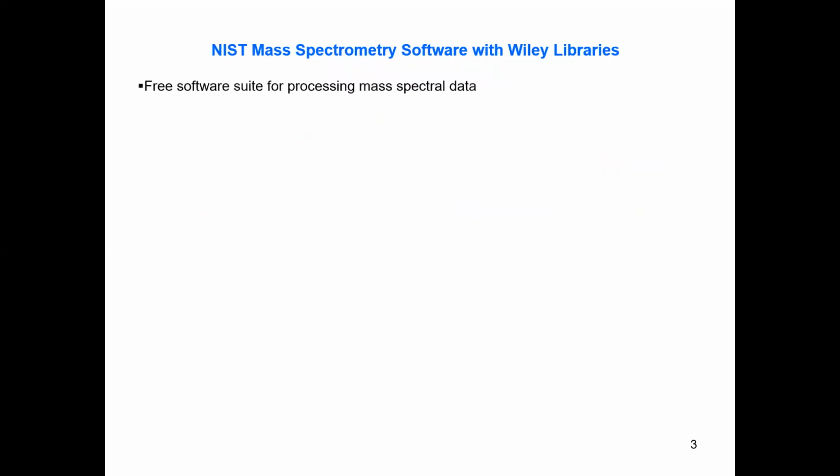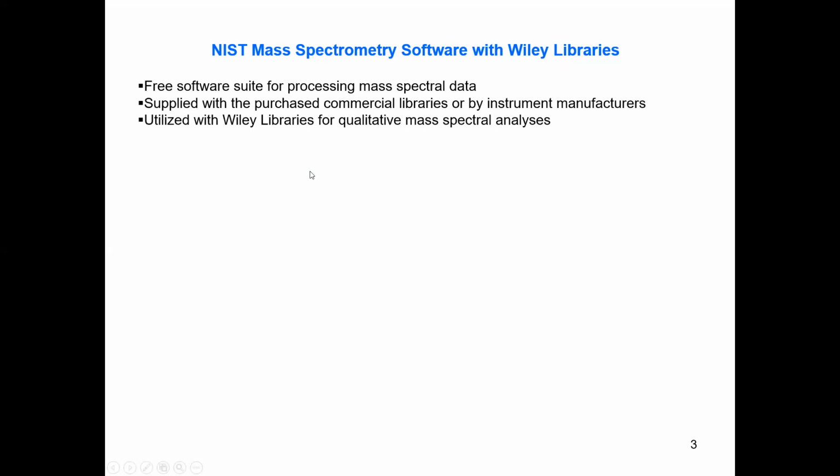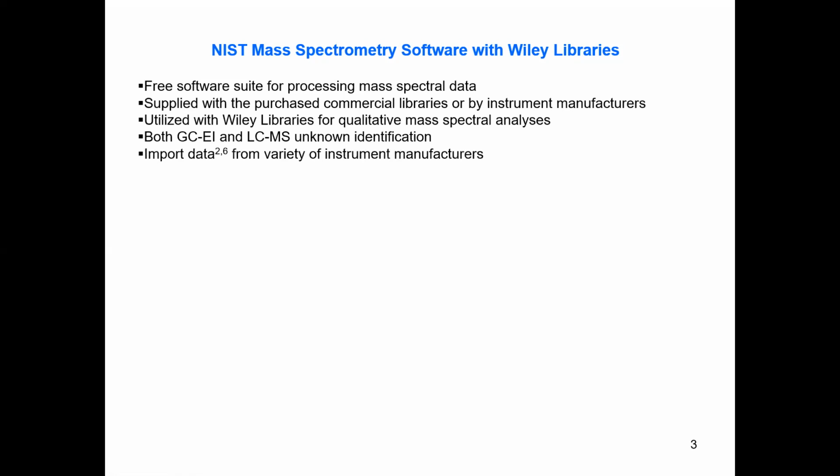So what we want to talk about is the NIST mass spectrometry software with Wiley libraries. It's a free software suite with a lot of different applications for processing mass spectral data. It's supplied with the purchased commercial libraries or by instrument manufacturers. It's utilized with Wiley libraries for qualitative mass spectral analyses, as we'll demonstrate in some of the screen sessions today. You can do both GC EI and LCMS unknown identification with the software.